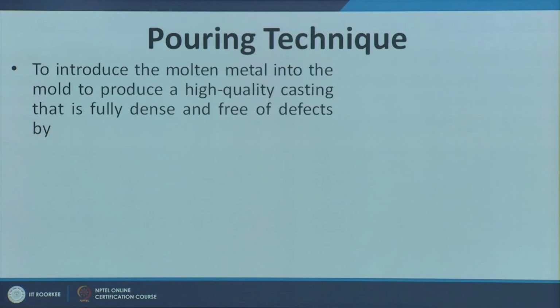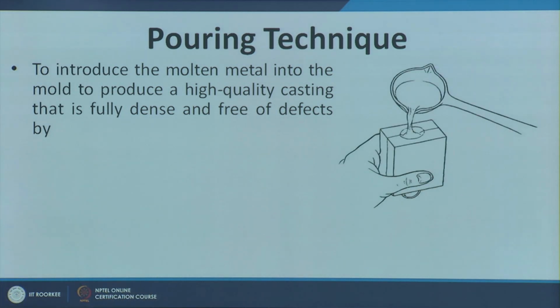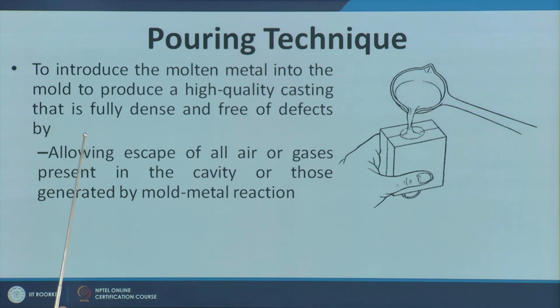The pouring, as I have said, is one of the steps related to casting. The pouring technique to be followed helps to introduce the molten metal into the mold cavity, so that quality castings can be produced, and the purpose is to have castings which are dense and free from defects. And how is this achieved? By permitting the escape of all air and gases present in the mold cavity, or those being generated through mold-metal reactions.